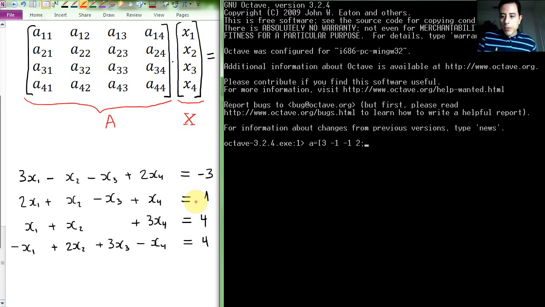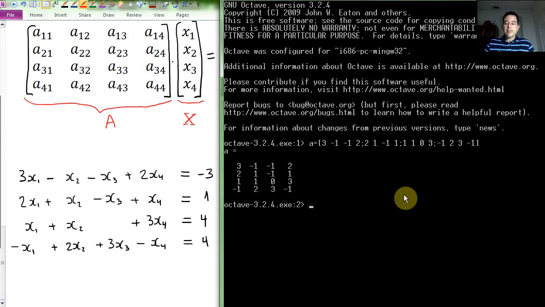Let me enter the second row, which is 2, 1, -1, and 1. Semicolon. So that's the second row. The semicolon separates the rows. Third row is 1, 1, 0, and 3. There's no x3 in there, so the coefficient is 0. Finally, -1, 2, 3, -1. Close bracket. That's matrix A.